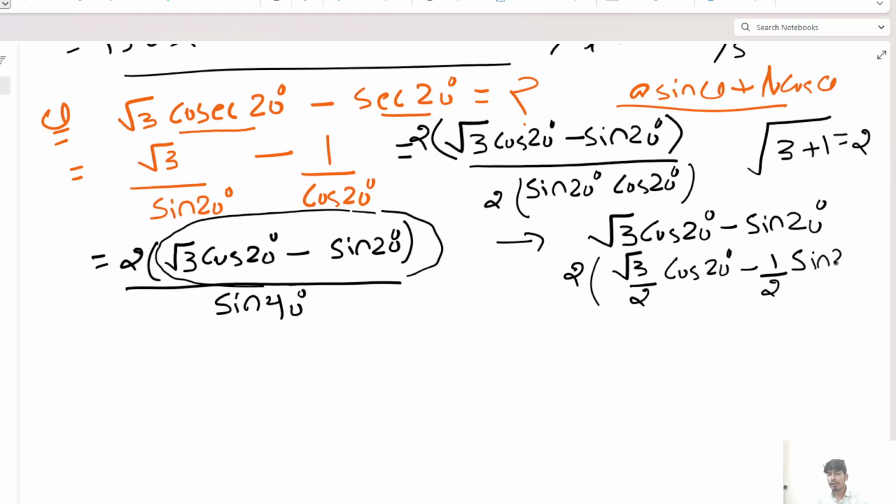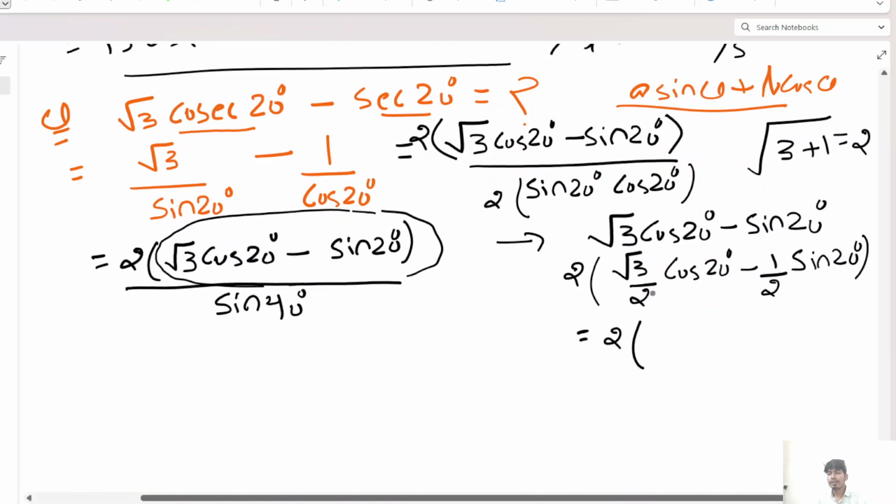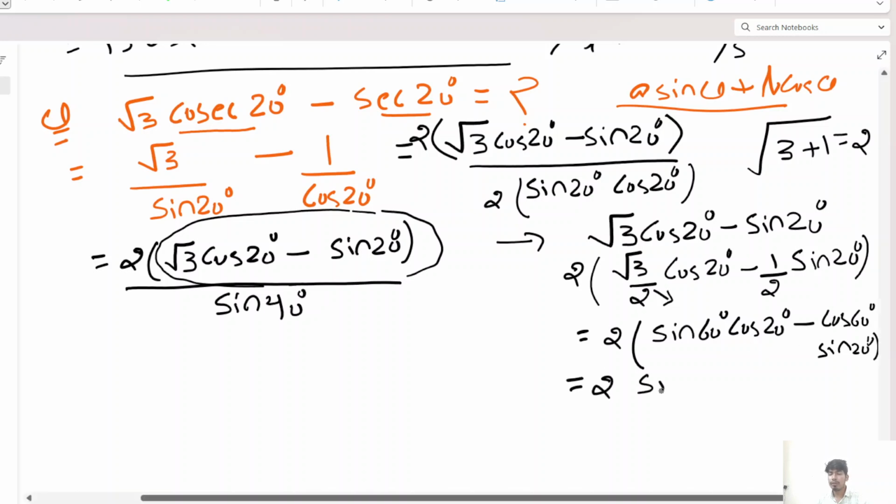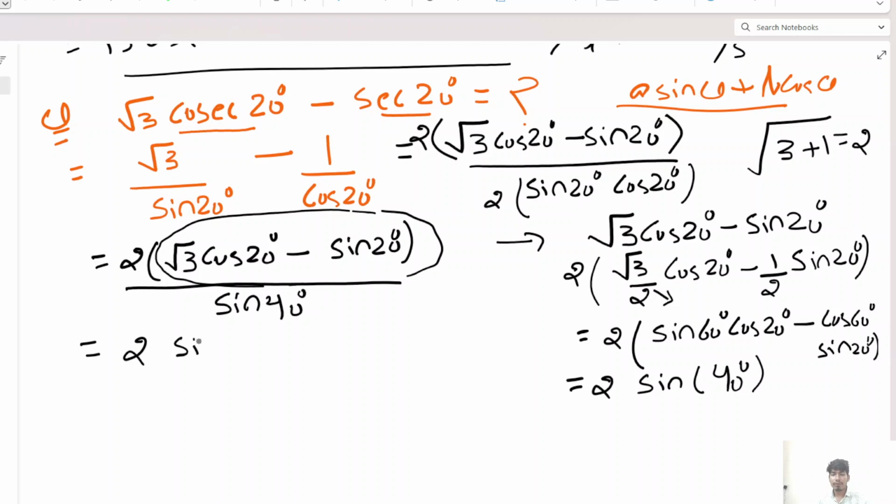Okay, then what is this? 2 into, can we write this as sin 60 degree? Yeah, sin 60 cos 20, because root 3 by 2 is sin 60. Then here is cos 60 sin 20. Then this becomes sin A cos B minus cos A sin B, which is 2 into sin of A minus B. This is 60 minus 20, which is 40 degree.